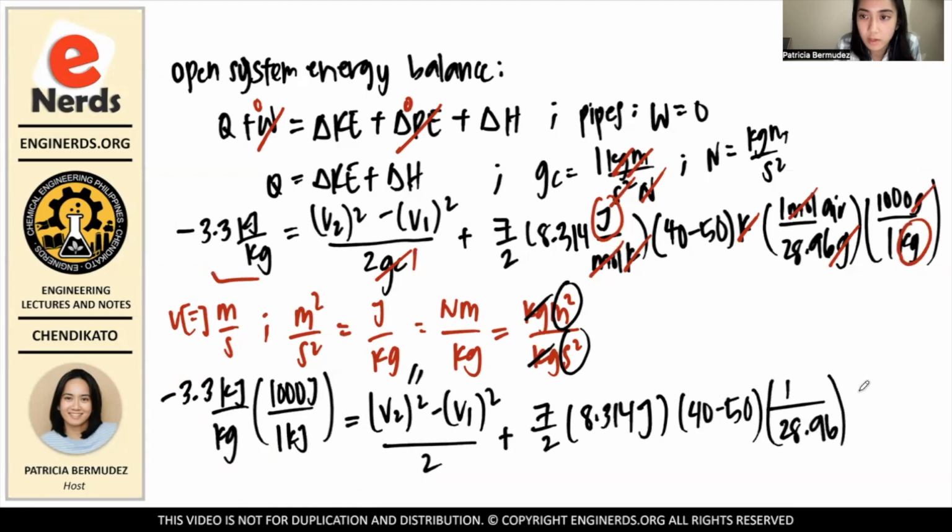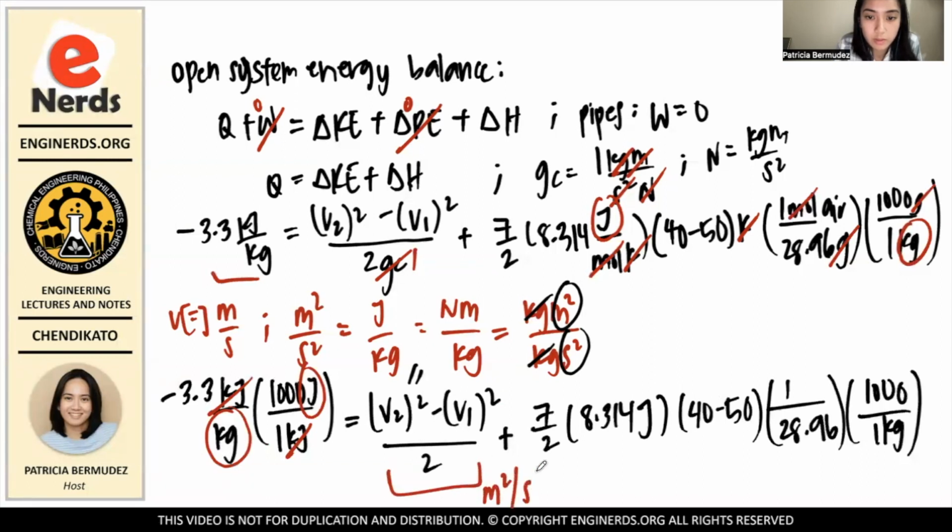And then we have 1,000 over 1 kg. Okay? And you can see that this will get cancelled off, joules per kilogram. And this one is meter squared per second squared, which is equals to joules per kilogram. And then this one is in joules per kilogram. So this whole thing is dimensionally homogeneous, so we can equate this.